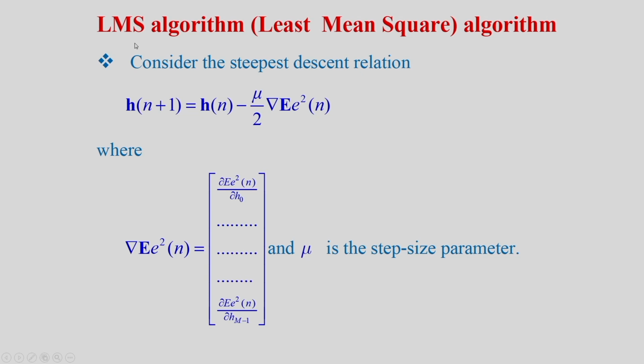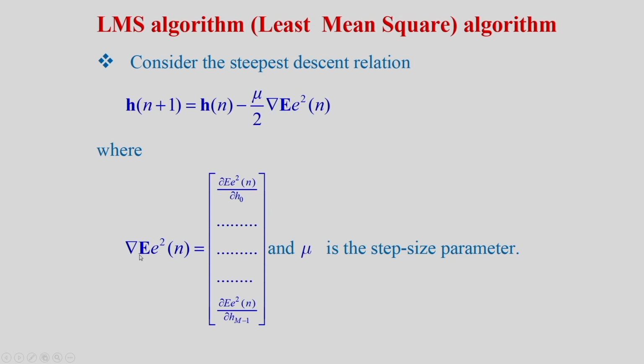We will discuss the LMS algorithm. Consider the steepest descent relation, that is iteration: h(n+1) is equal to h(n) minus mu by 2 times the gradient of e², and here this 2 is used because we will get a 2 term because of this gradient, and both of them will cancel.